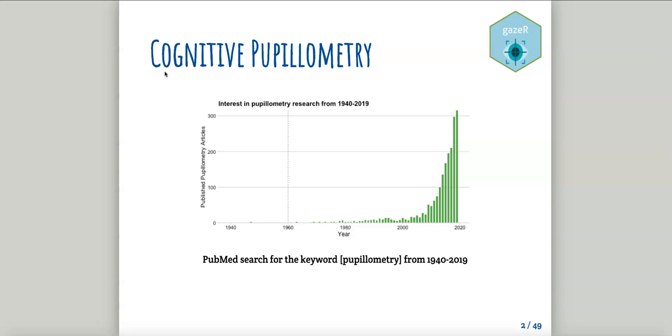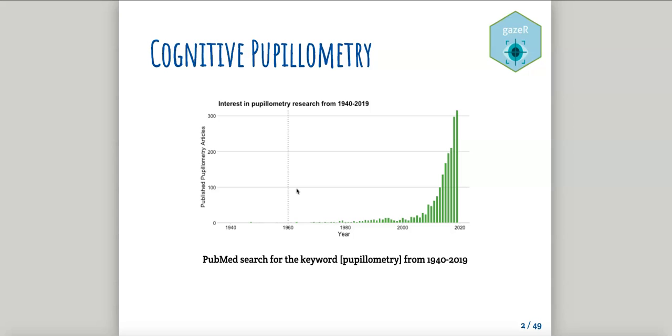The field of cognitive pupillometry has been around for over half of a century now. And the field is growing at a steady rate. As proof of this, I recently did a literature search through PubMed using the keyword pupillometry that spanned from 1940 to 2019, and those results are depicted here. I've placed a vertical line on 1960, which can be argued to be the start of cognitive pupillometry, with the study by Hess. And then shortly after that, we have studies from Hess and Polt and Kahneman.